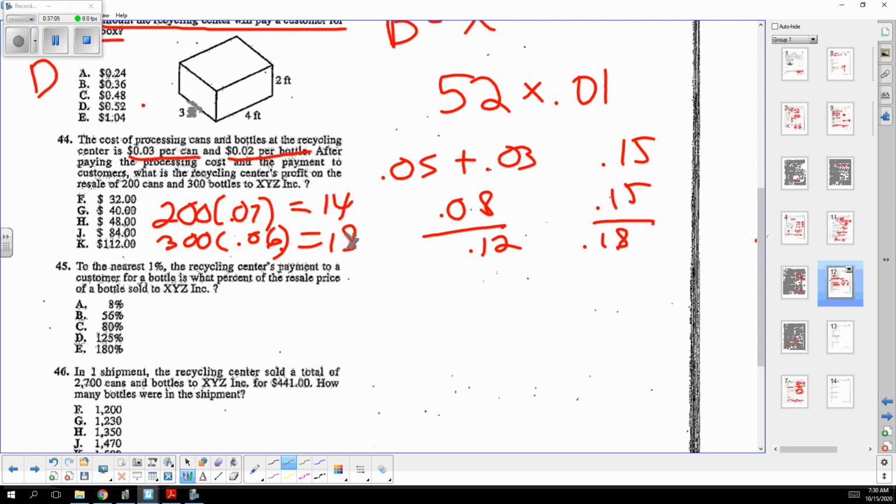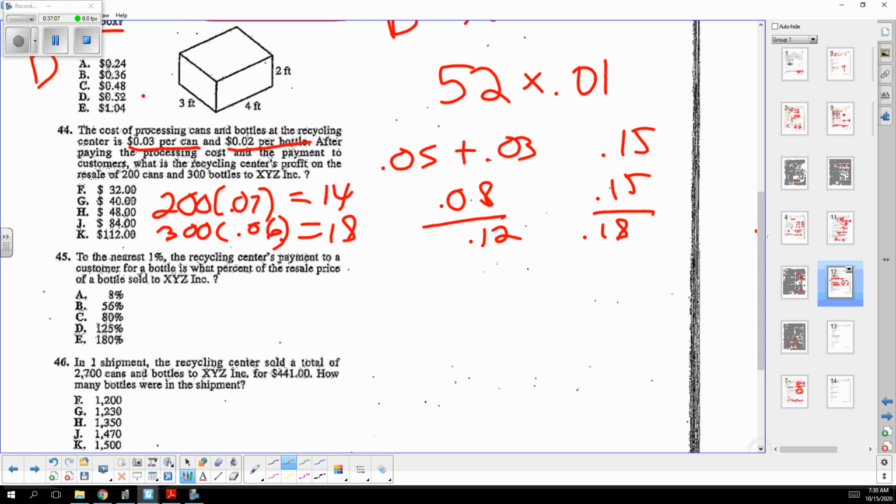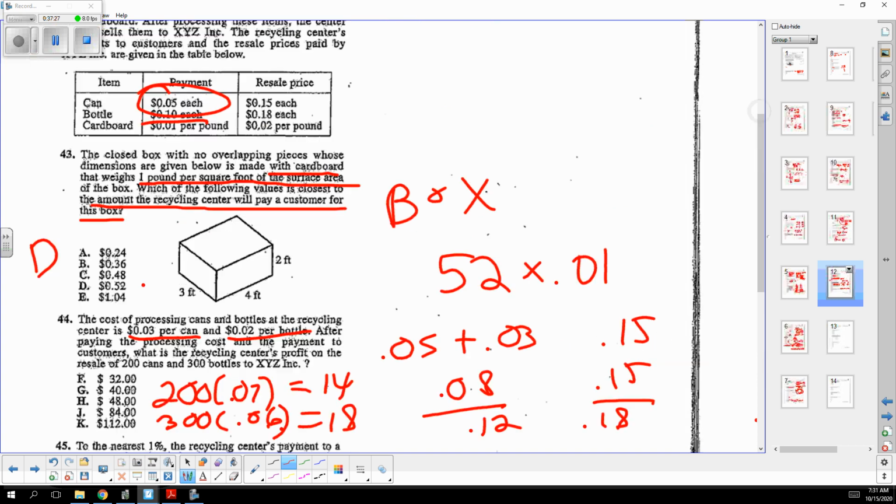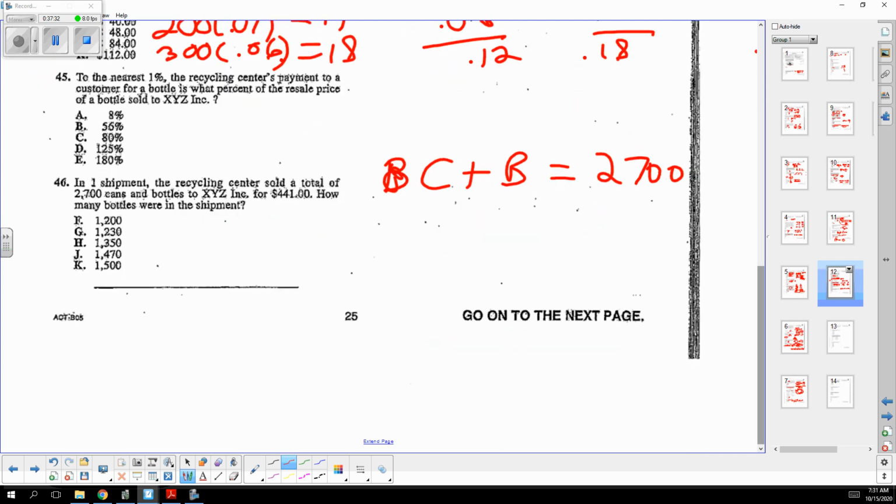This is a simultaneous equations problem. 2,700 cans and bottles, and I'm selling them. So let's do cans first. Cans plus bottles is 2,700. How much do I sell them for? 15 and 18. So 0.15C plus 0.18B is 441.